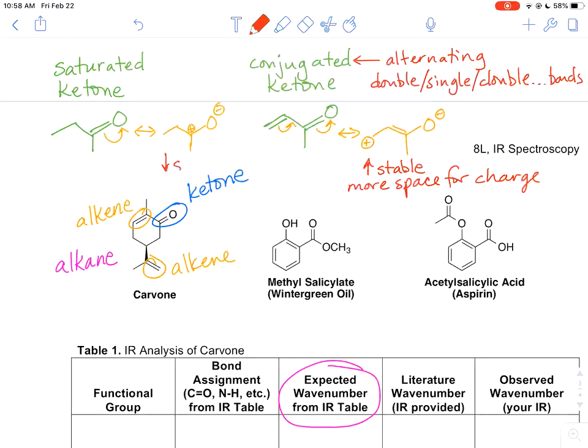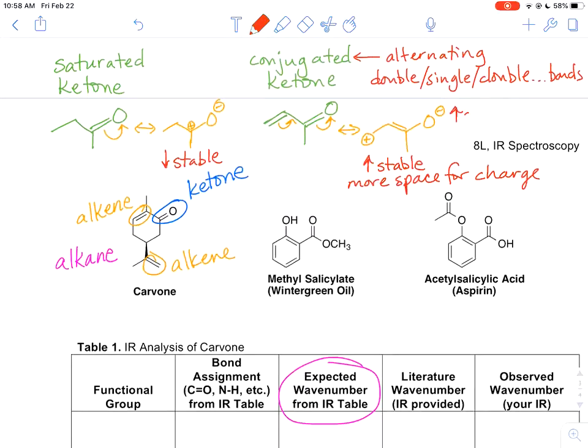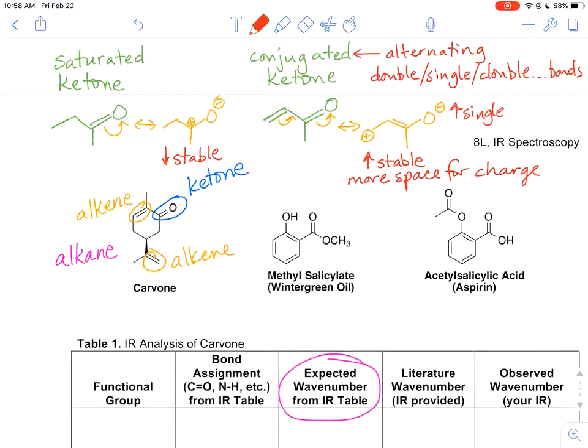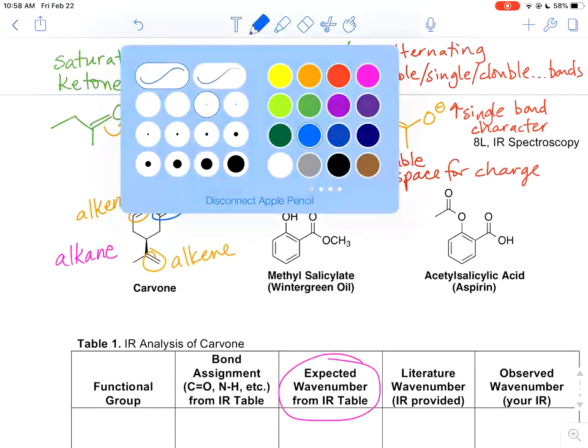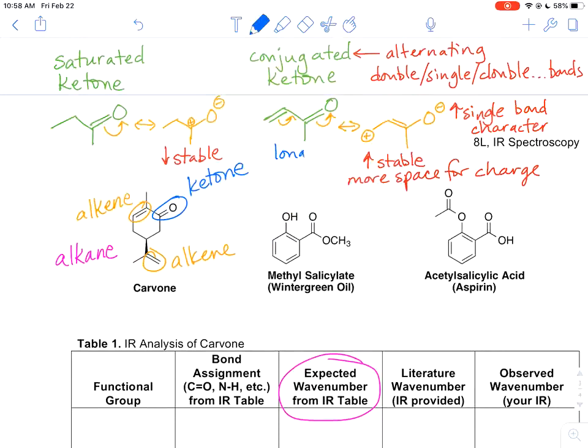This is less stable because there's less space, and I'm referring specifically to the carbon-oxygen bond there on that molecule. What that means is this has what we call greater single bond character, or in other words, it's a longer bond, right? To kind of summarize, conjugated ketones have longer bonds, which is going to correlate to a lower stretching frequency.